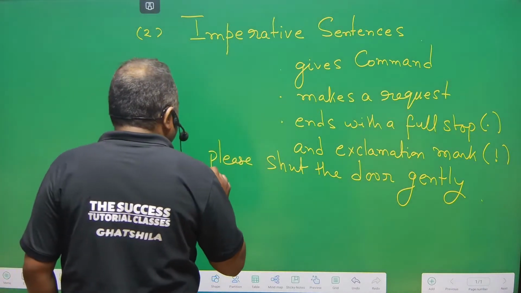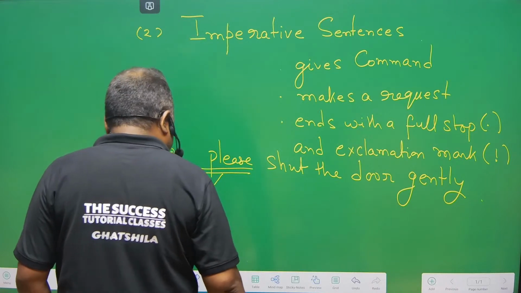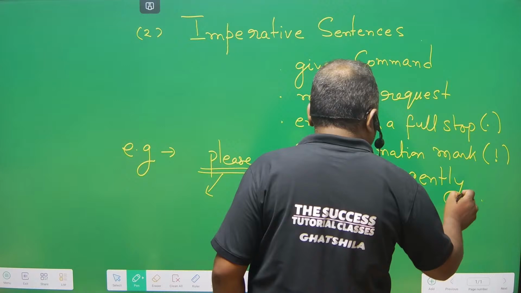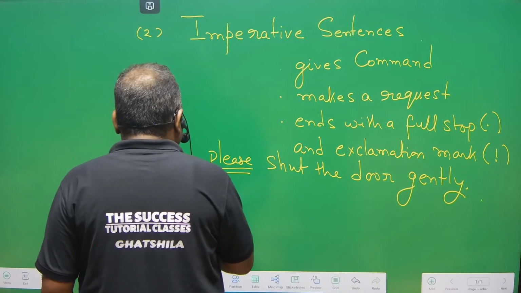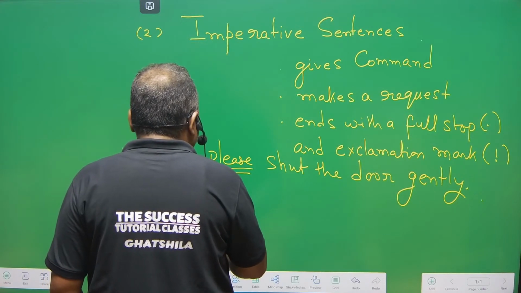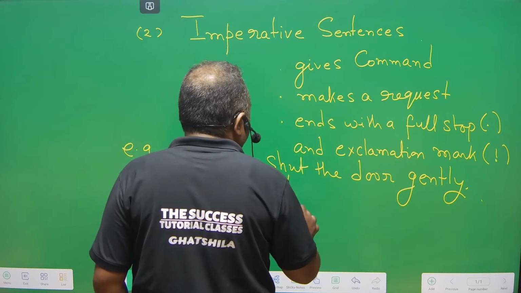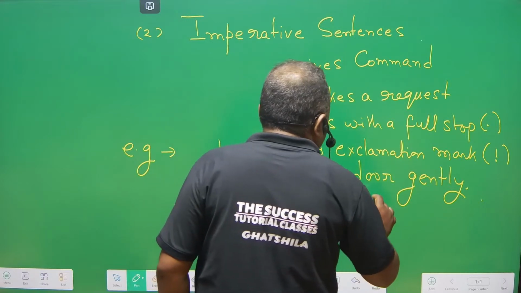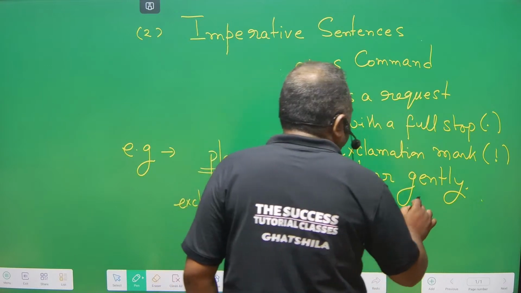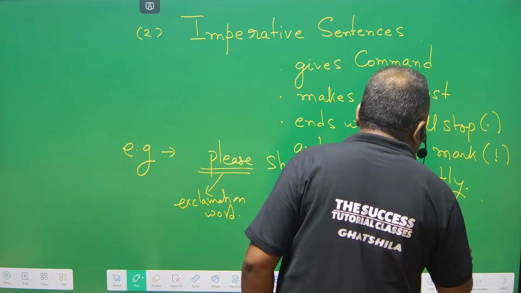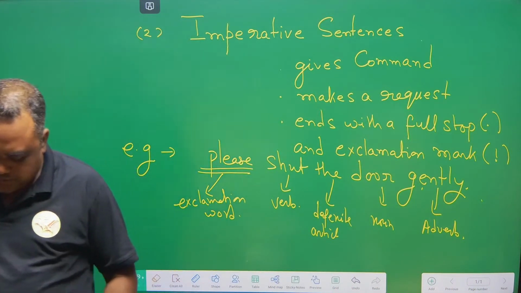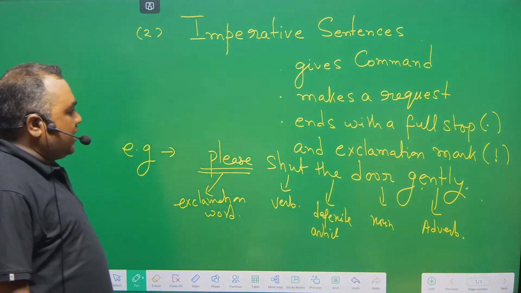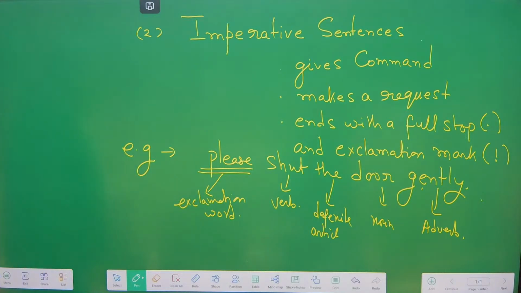So please, this one is exclamation word. This one is verb. This one is definite article. This one is noun and gently is adverb. So what do you mean by adverb, student? Adverb modifies verb. Adverb always modifies the verb. Please shut the door gently.